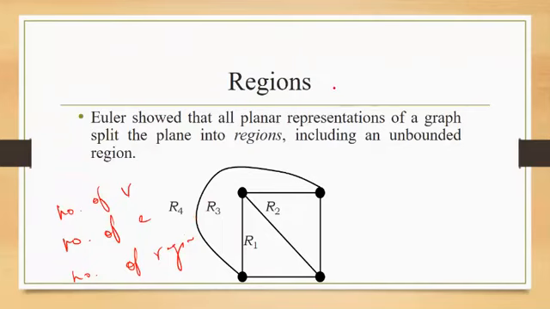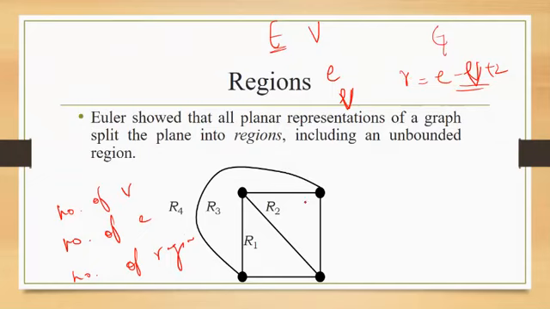So if G is a connected planar simple graph with E edges and V vertices, then the number of regions R is given as E minus V plus 2. So the number of regions in the planar representation of graph G is given as E minus V plus 2, where E is the number of edges. Capital E is your edge set, and capital V is your vertex set. Here small v is the number of vertices, small e is the number of edges in the graph capital G. Then the number of regions, if it is a planar graph, will be equal to E minus V plus 2.